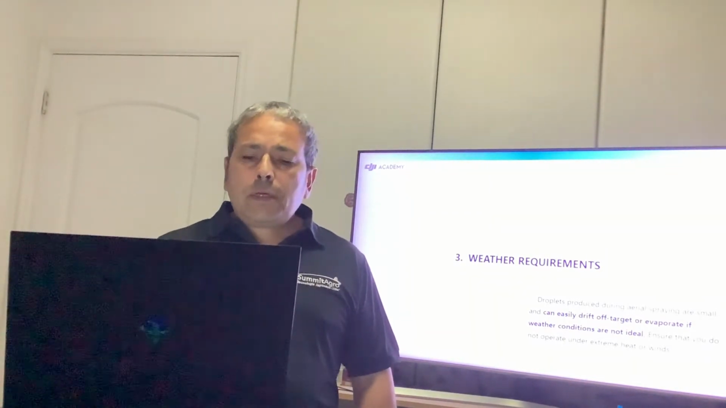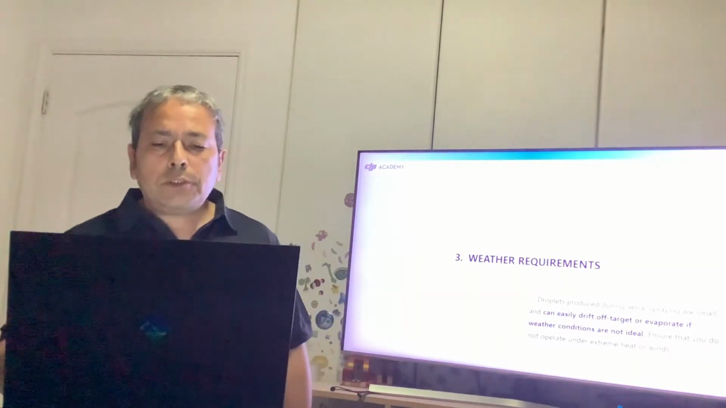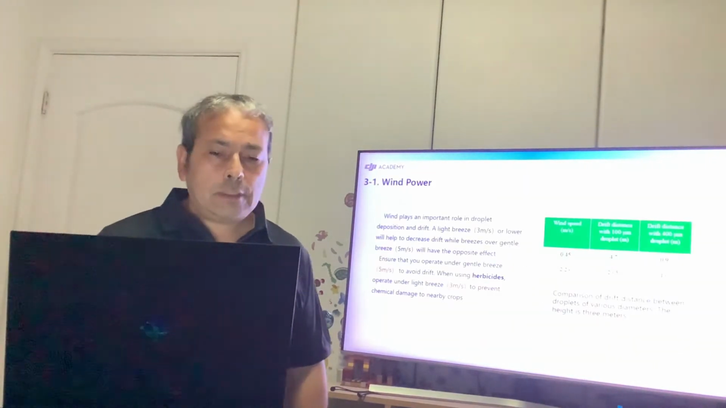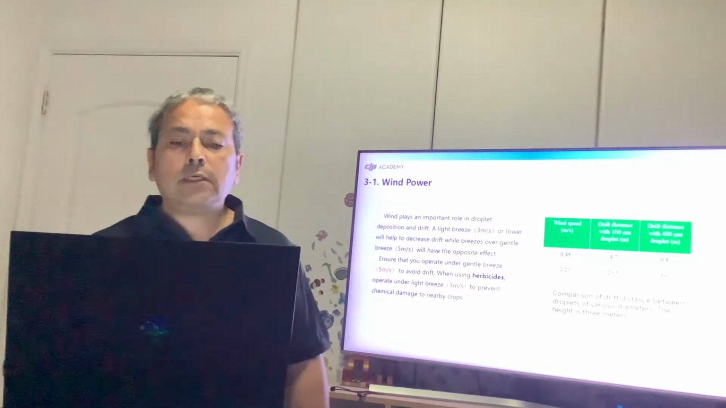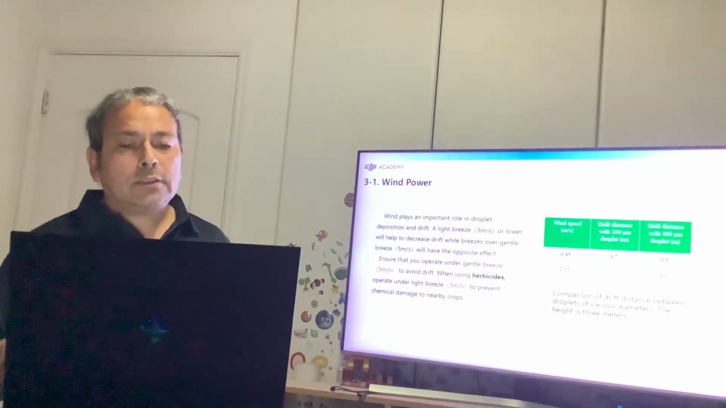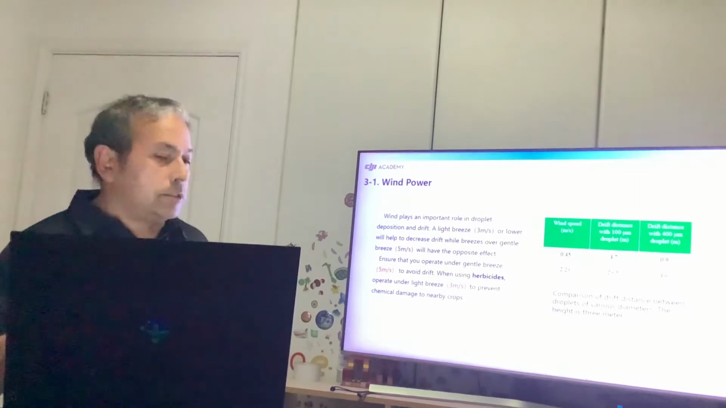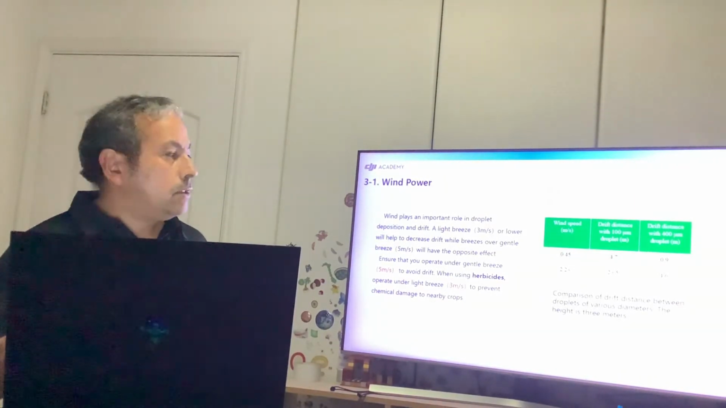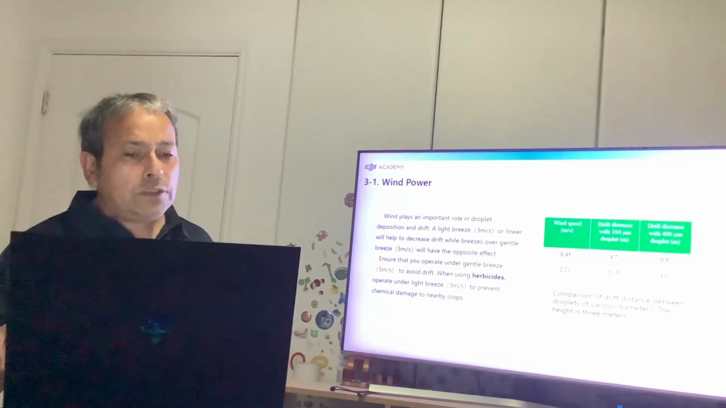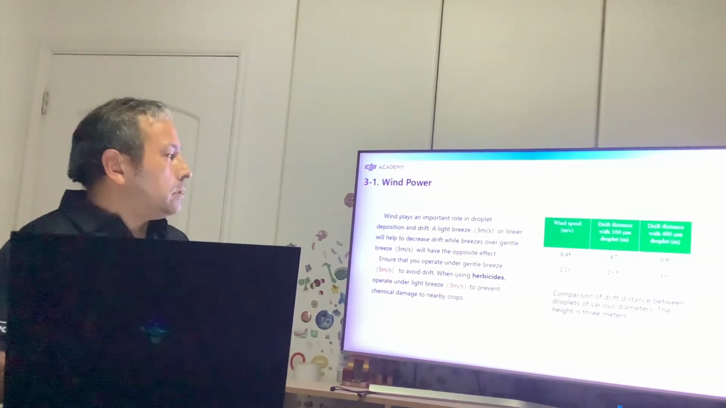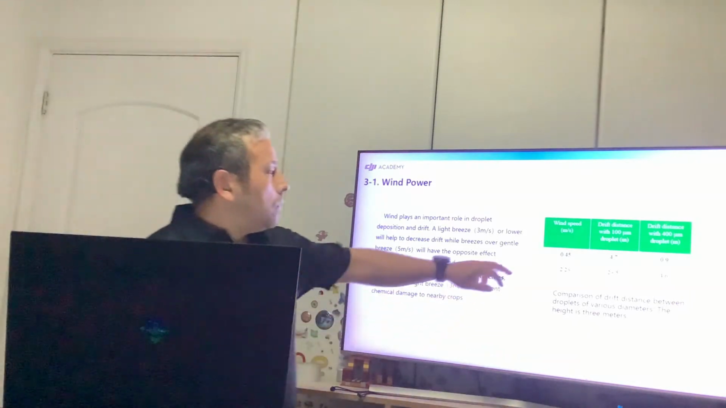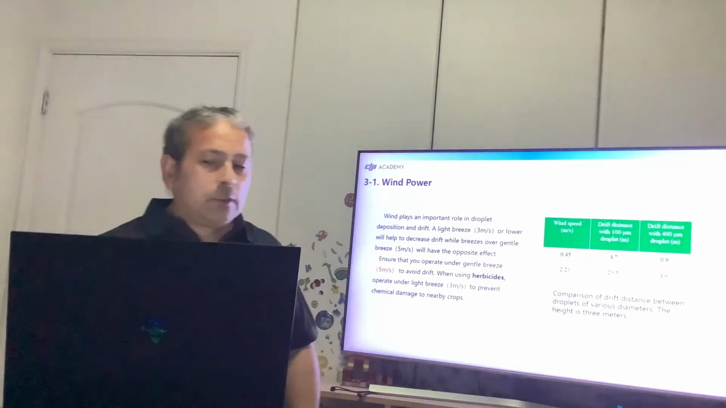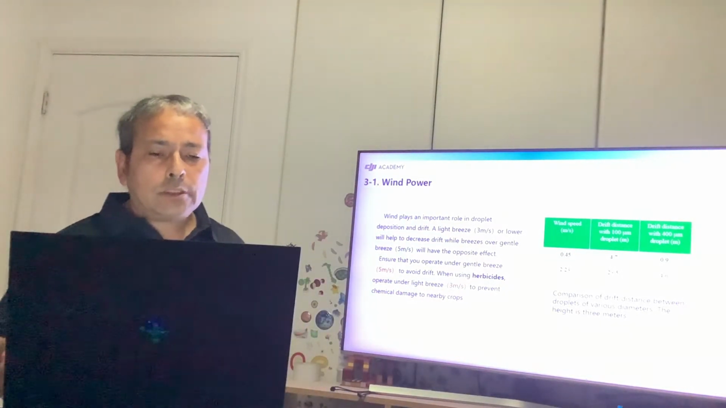On the weather requirement, we know that when we spray pesticide outside with the aircraft, the environment sometimes changes, like the wind changes and the temperature changes. And for wind, we should know that the wind speed affects the drift. Take wind speeds of 0.45 and 2.23 meters per second.